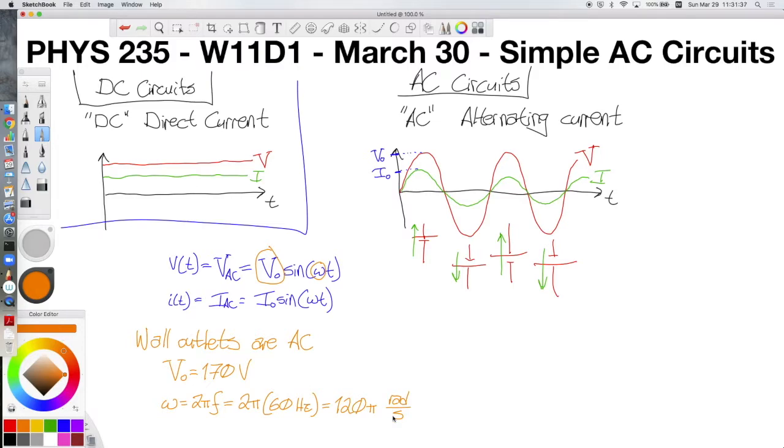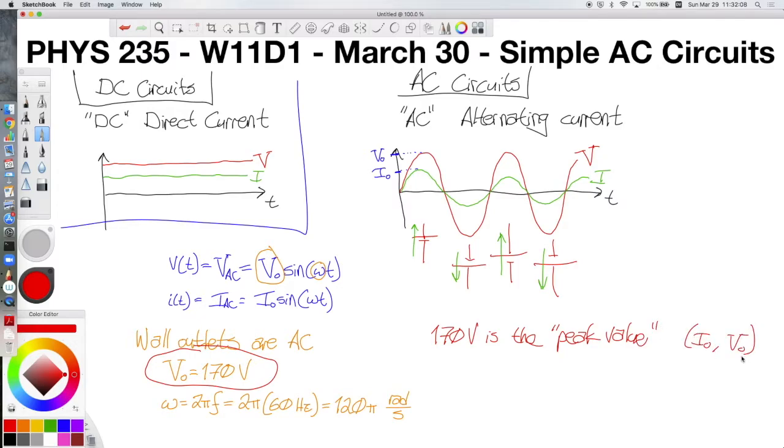Now, some of you might be a little confused here because you might have some advanced knowledge of this. You might say, well, Brennan, I thought that wall outlets in the United States are 120 volts. And to an extent they are. 170 volts is what's called the peak value of the voltage. I naught and V naught in general are both peak values. There's also something else called the RMS value, and this is what the 120 volts is.